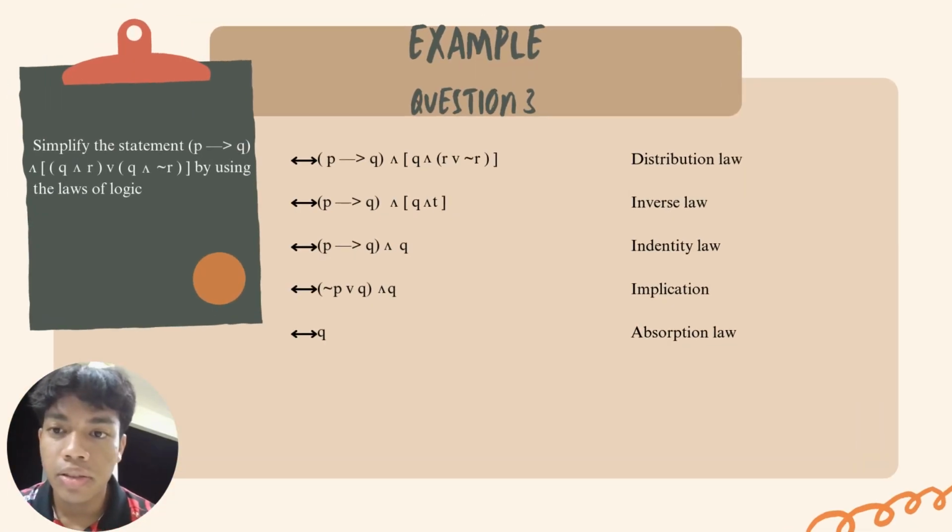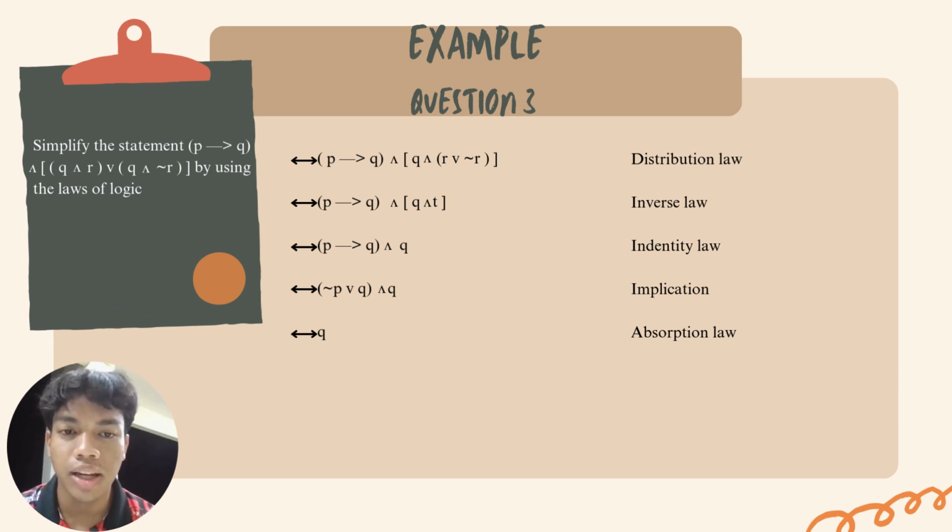For question 3, we need to simplify this statement, P implies Q, disjunction in bracket Q, disjunction R, conjunction Q, disjunction negation of R, by using laws of logic. So for the first step, we use the distribution law. We simplify the last bracket. We will get Q, disjunction R, conjunction negation R, and then for R conjunction negation R, we can use the inverse law and we will get tautology.